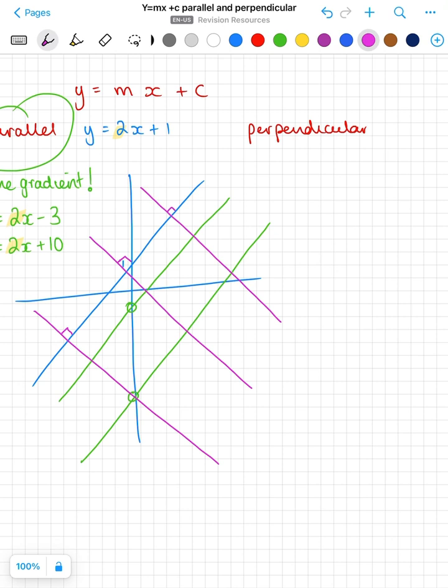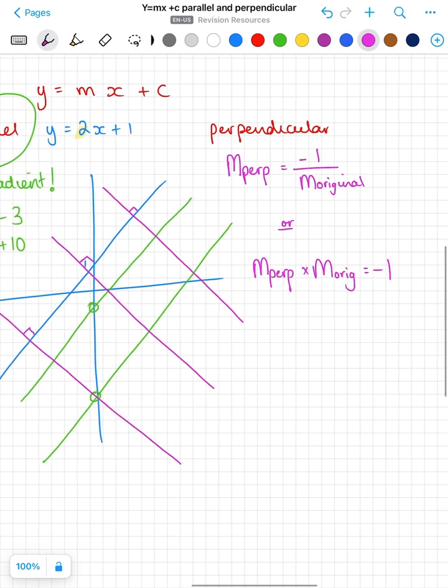What we can see is the blue line has a positive gradient, we're sloping upwards. The pink line is sloping downwards, so they're always the opposite sign. So the perpendicular gradient is the negative reciprocal of the original gradient. Or you may have seen it written this way: the perpendicular gradient multiplied by the original gradient will always equal minus 1.